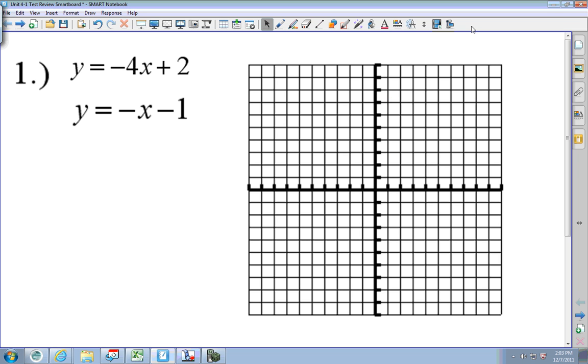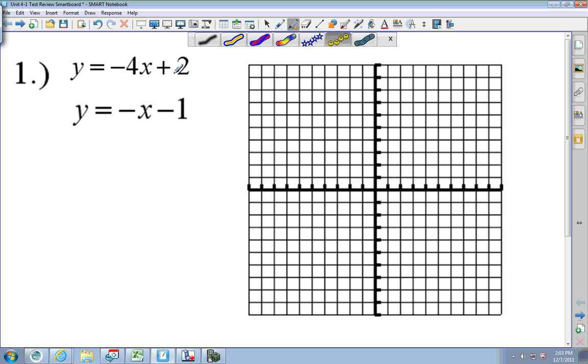This video is a review of solving systems of equations by graphing and by substitution. Right here in this first one, we have two equations already written in slope-intercept form, so the easiest way to solve this is by graphing. We're going to start with the first one.